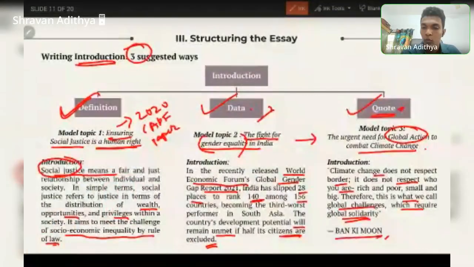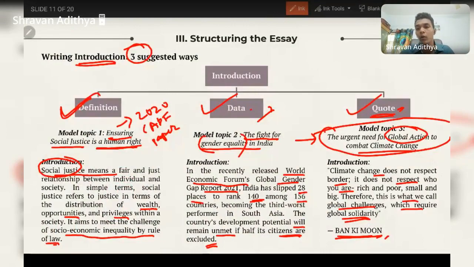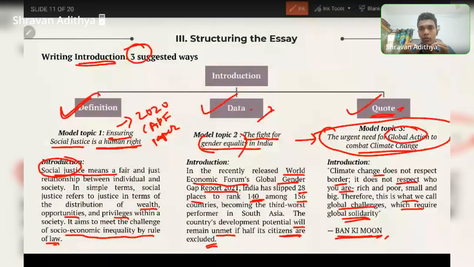If you know who said that specifically, then you can write the person's name. If you don't know, you just write anonymous. What this kind of approach tells the examiner is that you have understood the theme of this topic specifically. Since you are doing it with a quote, the examiner can understand, okay, you have got the point, you have got what the essay is looking for.